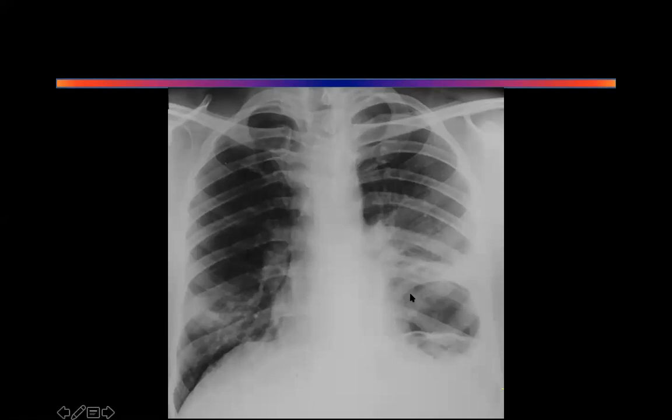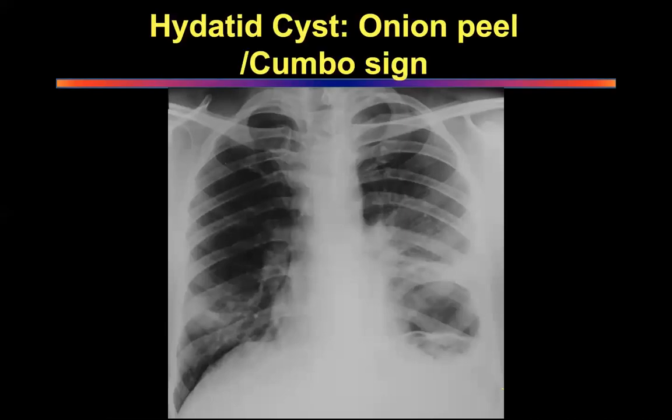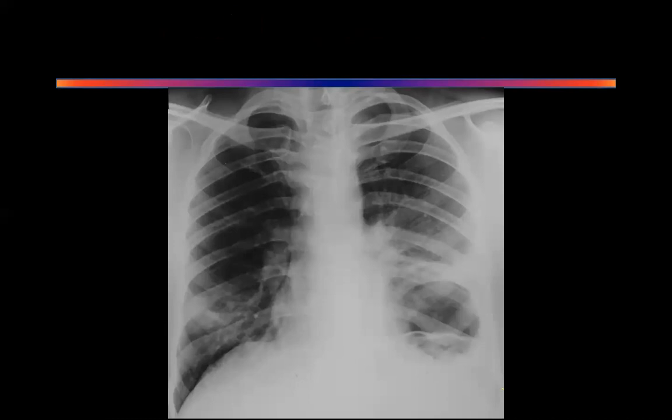Okay. What do you see in this wall? Is there something different you see in this wall? Can you see multiple layers? Can you appreciate there is one layer, then another layer, then another layer? Yes. What is this sign called? Onion peel. Looks like an onion peel, yeah? Onion peel sign. I'd add it.